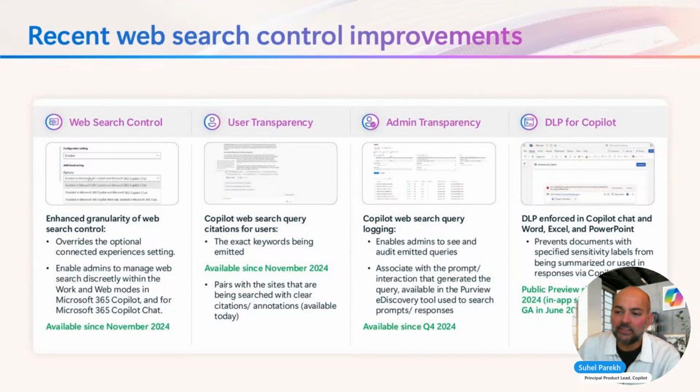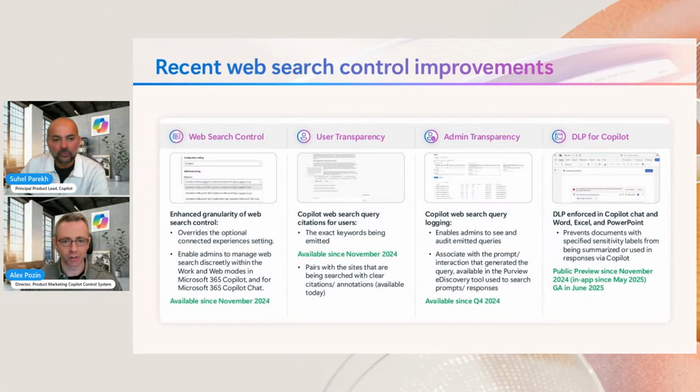This goes back to that example which we spoke about initially, and we showed that along with the citations, we actually show the exact web query or the exact keywords from the user prompt which was sent out to Bing to get that web grounding done. So this pairs very nicely with the third one, which Alex is going to talk about. Web search control policy that allows you to govern who can use web search and user transparency.